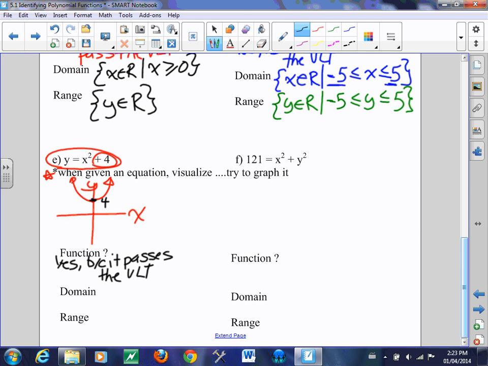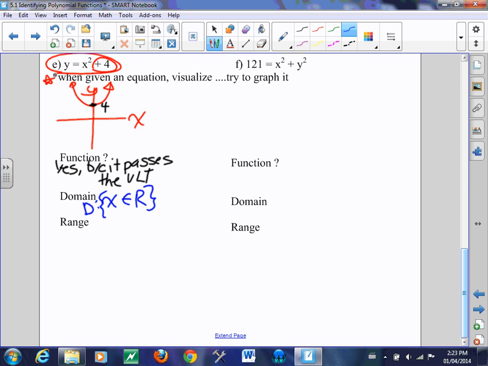And the domain. For any quadratic, the domain is such that x belongs to the set of real numbers. But the range, you've got to be careful with the range here, folks. What do we know? We know that we can keep going up and up and up, but we're limited as we go down. Look at the minimum. The minimum tells us that we have a restriction there. So y belongs to the set of real numbers such that y has to be greater than or equal to 4.